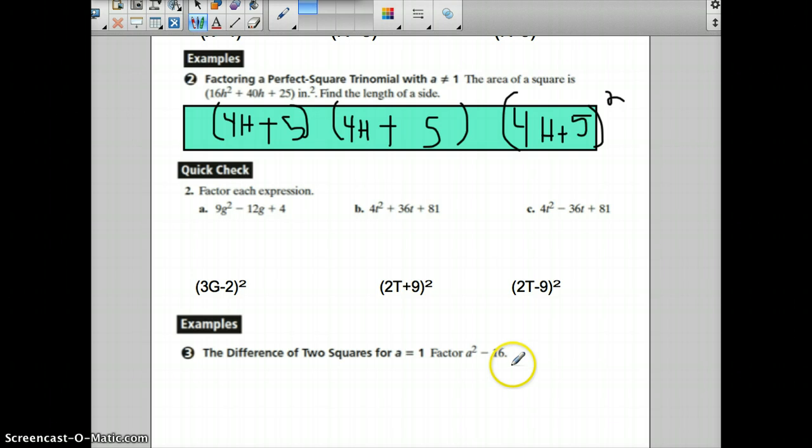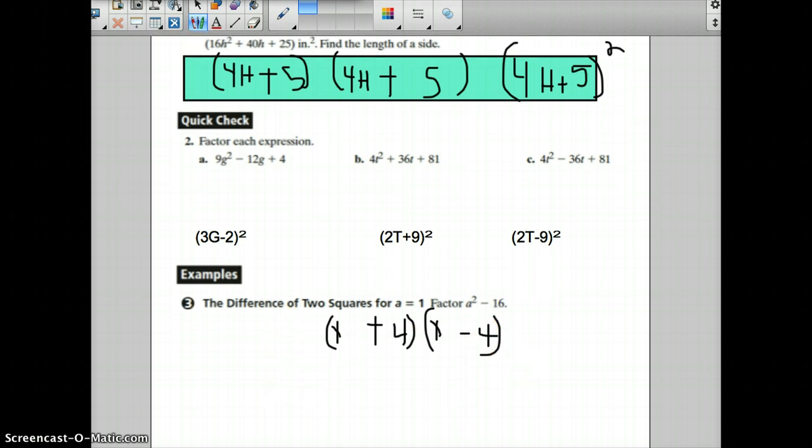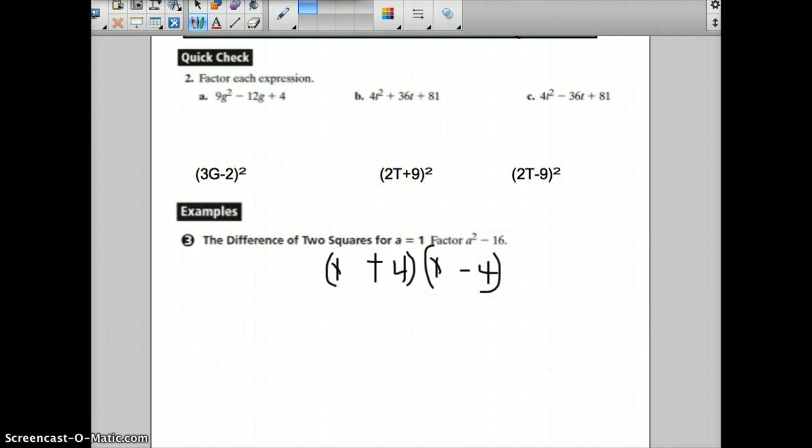Now, a bell should be ringing as soon as you see this question here and ask yourself, what has happened? My outers and inners have canceled out. So instantly, you know that hopefully your c value here is a perfect square, which it is, which tells us that we're going to have 4 for our last term in each binomial, and then a or x in our first term, and one is going to be the opposite of the other. So there's our difference of two squares, factored completely. Go ahead and try the next couple examples.